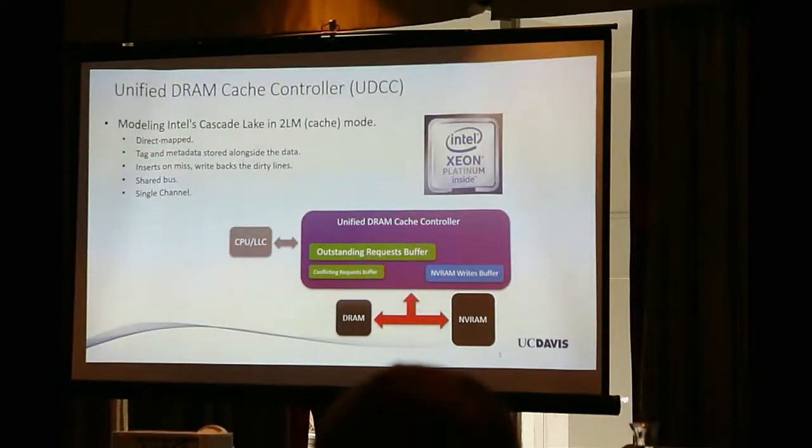Both of them are single channel. And in terms of the cache architecture, the DRAM is a direct-mapped cache, and tag and metadata are stored alongside the data within the same cache line. It's an insert-on-miss type of cache, and the dirty lines are going to be written back to the NVRAM upon their eviction.